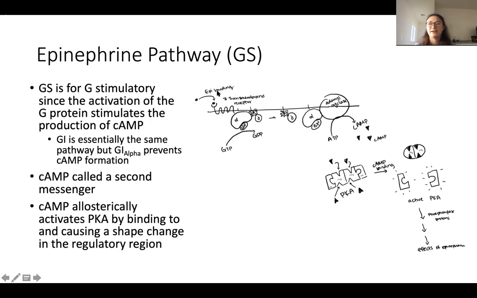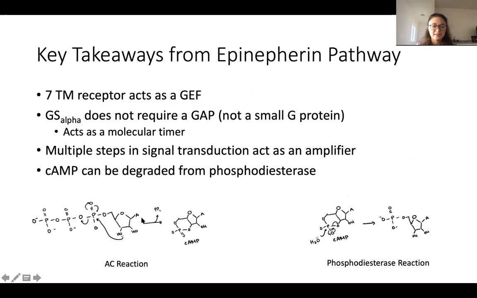Also, we will start degrading epinephrine, and then if we can degrade cyclic AMP, we can shut this whole system down. That's what I'm saying here: cyclic AMP is degraded by phosphodiesterase. If you are curious, here are the two reactions. This is the adenylyl cyclase reaction, how we go from ATP to cyclic AMP. And here's the phosphodiesterase reaction, where we use a water to go from cyclic AMP to AMP.